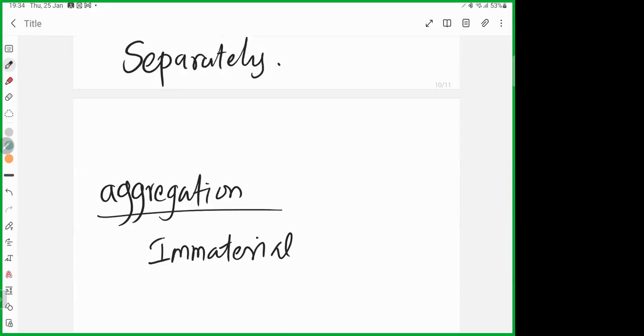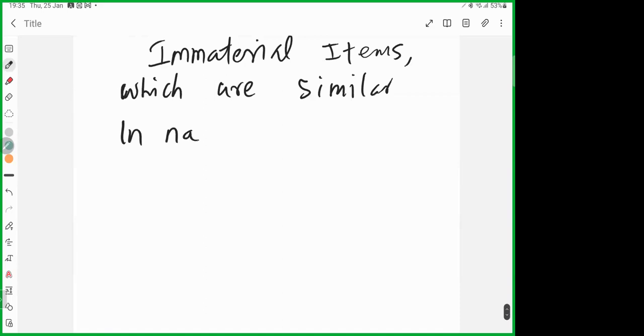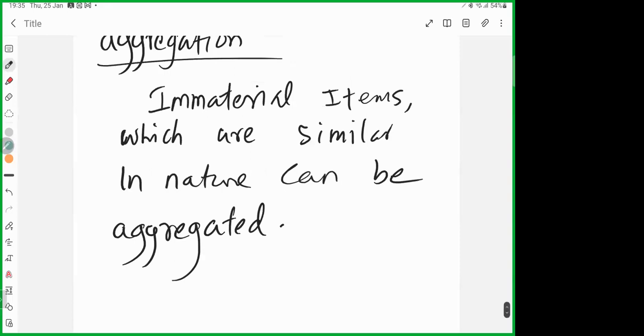Immaterial items which are similar in nature can be aggregated. Clear. Is that understood? Yes. Immaterial items which are similar in nature can be aggregated.